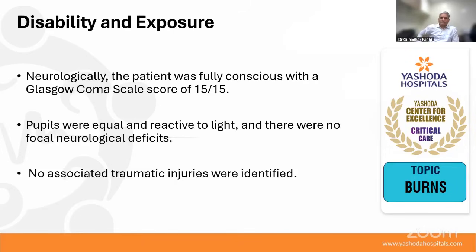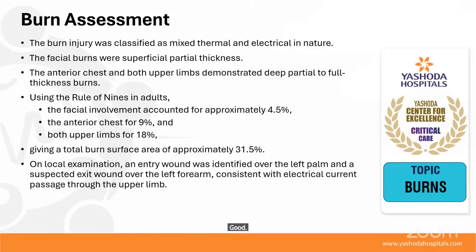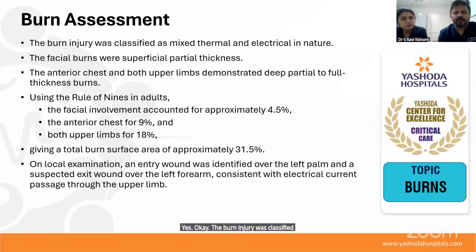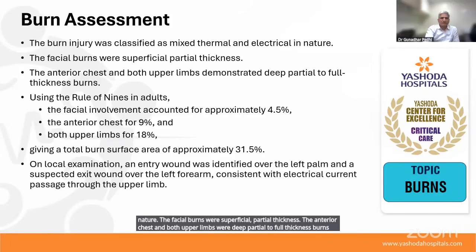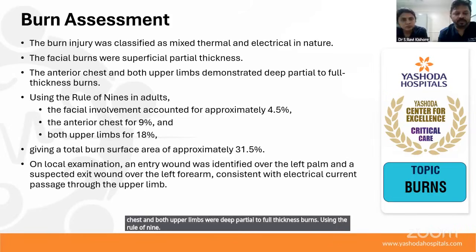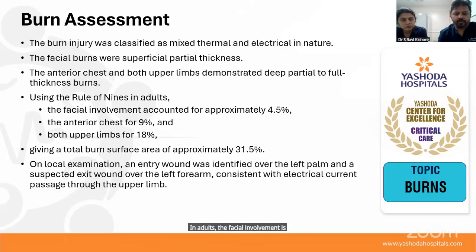Yes. Okay. Go ahead. The burn injury was classified as mixed thermal and electrical in nature. The facial burns were superficial partial thickness. The anterior chest and both upper limbs were deep partial to full thickness burns. Using the rule of 9 in adults, the facial involvement accounted for approximately 4.5%. The anterior chest for 9.